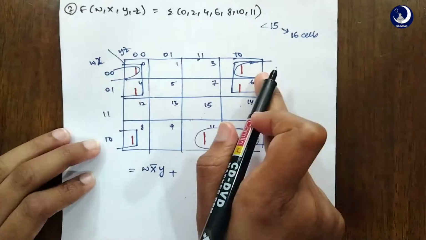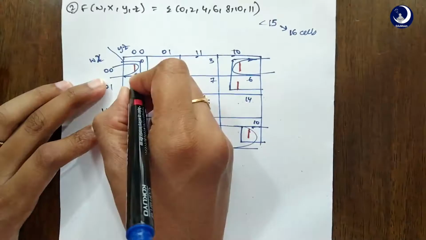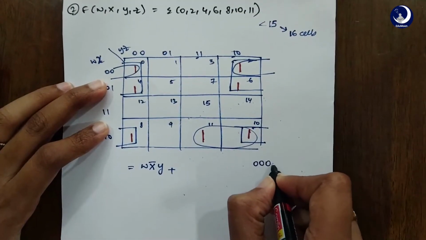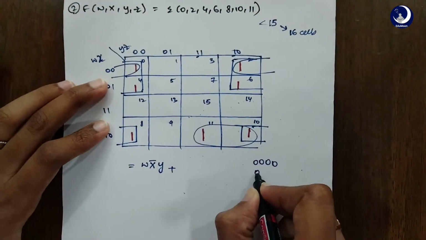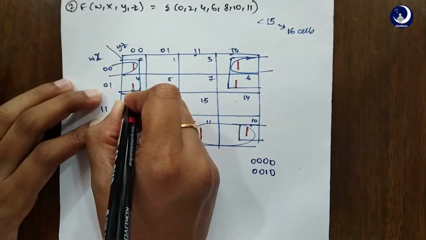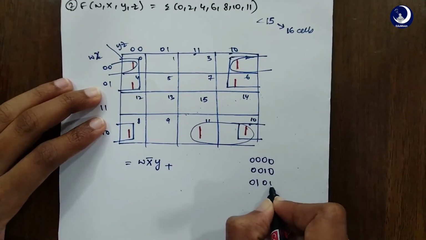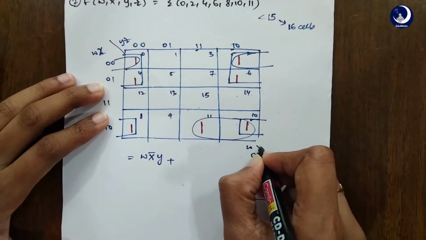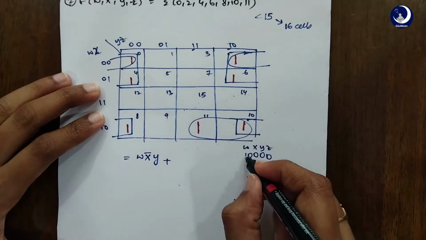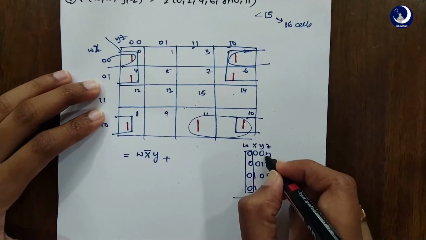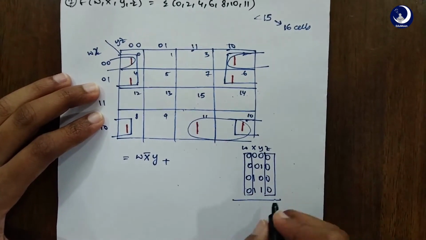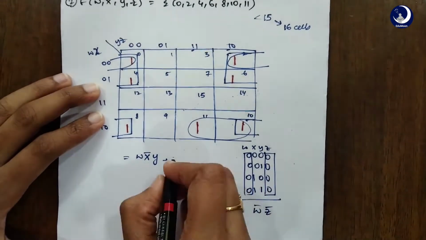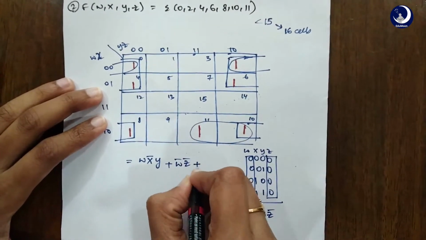If we consider the first quad, how can we solve that? This bit represents 0 0 0 0, and this one represents 0 0 1 0. This one represents 0 1 0 0, and this one represents 0 1 1 0. If you carefully look at the columns, we have this column and this column to be same. So it will be W bar Z bar.